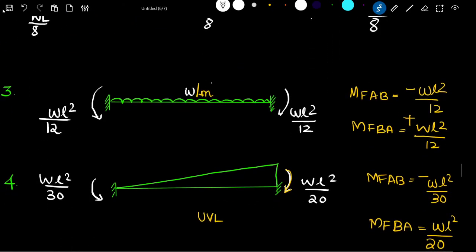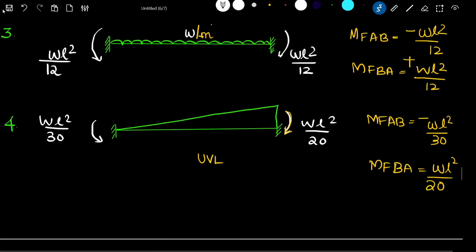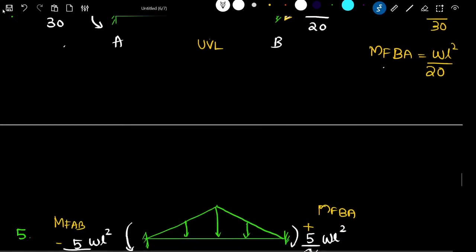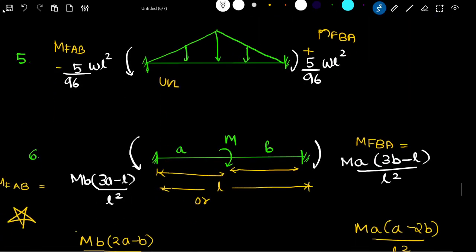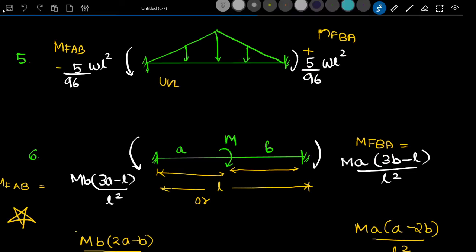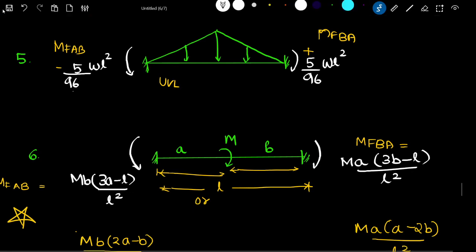Similarly, in the case of a uniformly distributed load, the fixed end moment is plus or minus WL square by 12. In the case of a uniformly varying load from one end, say this is taken as AB, M of AB is minus WL square by 30 and M of BA is WL square by 20. These are equations we have to know to solve such problems by this method. In the case of a uniformly varying load from both ends, we have minus 5 by 96 WL square and plus 5 by 96 WL square.